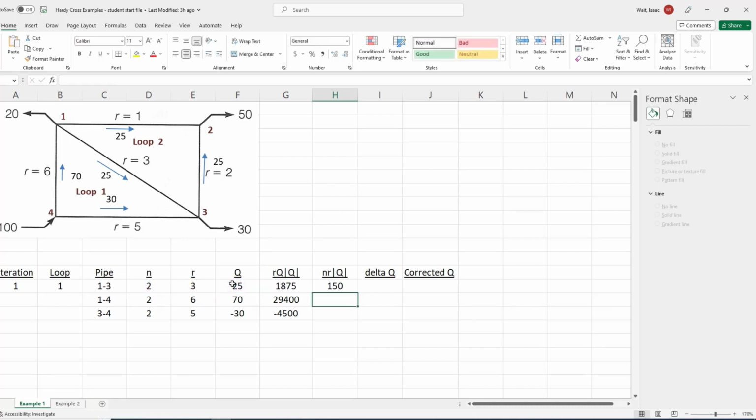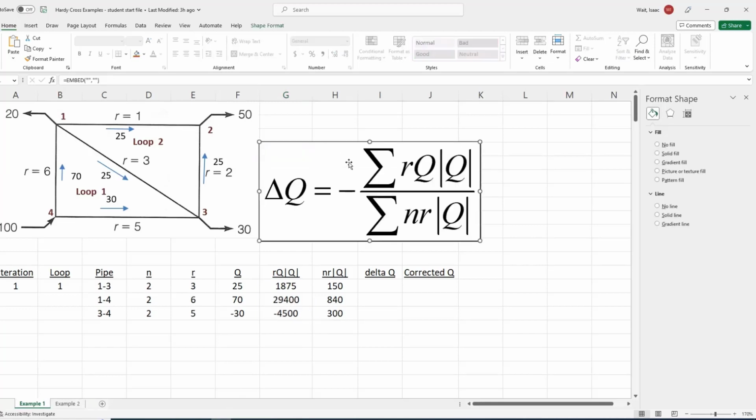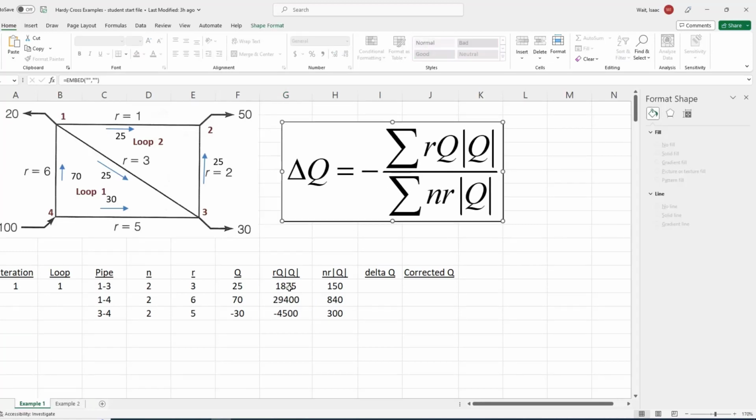Okay, and I'll drag that down as well. Okay, now I need to take the sum. If we look back to this formula, this is the formula that I'm going to be applying. Let me paste it here. So I need to know the sum of these 3 things within this loop. So here I'm going to do equals sum, and then I'm going to highlight the 3 cells above it.